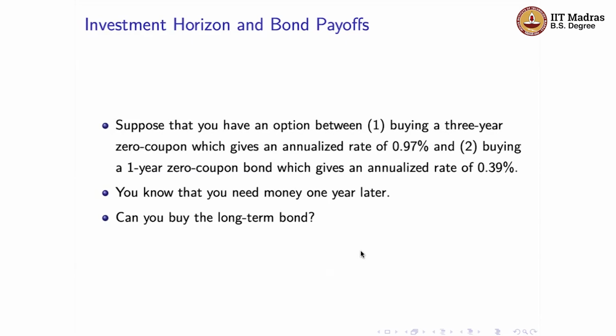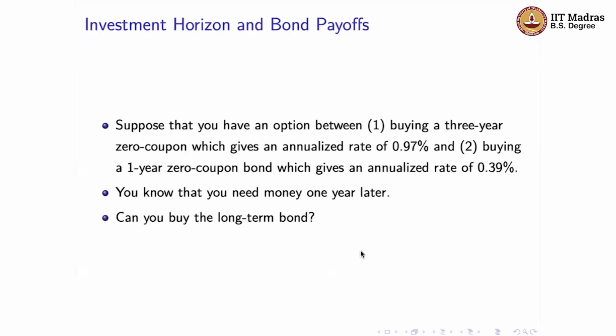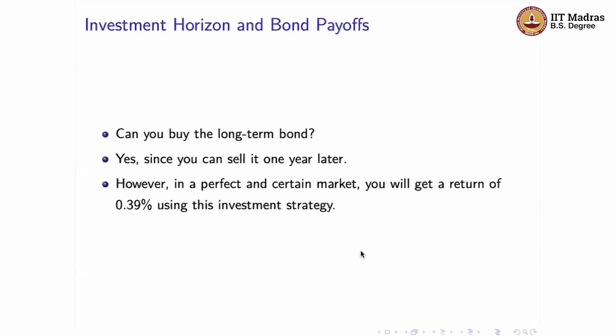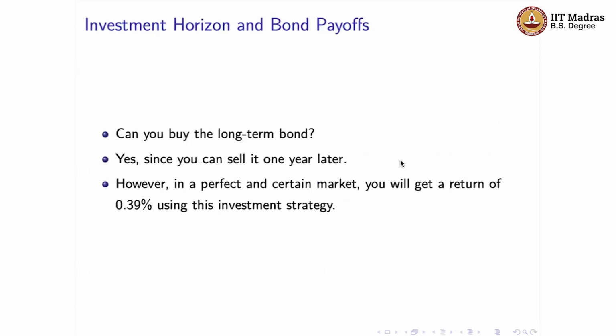Interestingly, the answer is yes, you can. The reason is that you are able to sell the bond after the first year, once you need the money. That's the good news. The bad news is that if you follow this investment strategy, you will not get a return of 0.97% in the first year. In the perfect world we have been discussing, you will actually get a return of only 0.39%, the same as the return for the 1 year bond. So this strategy is not going to give you free money.